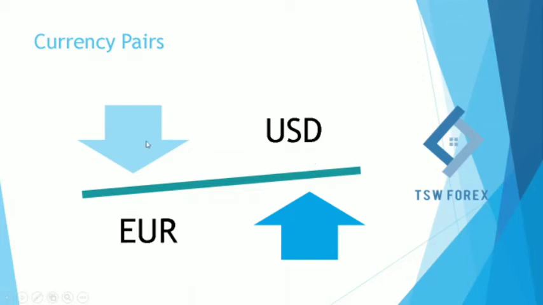In essence, if the euro itself lost value, then the US dollar will automatically gain value in this pair. So this is what the arrow means. They're always opposites. Currency pairs are always opposites. They're basically fighting against each other. So when the euro loses strength, the US dollar gains strength, and vice versa.